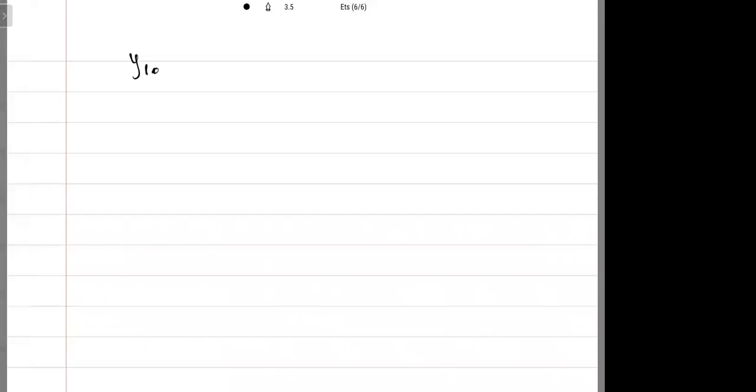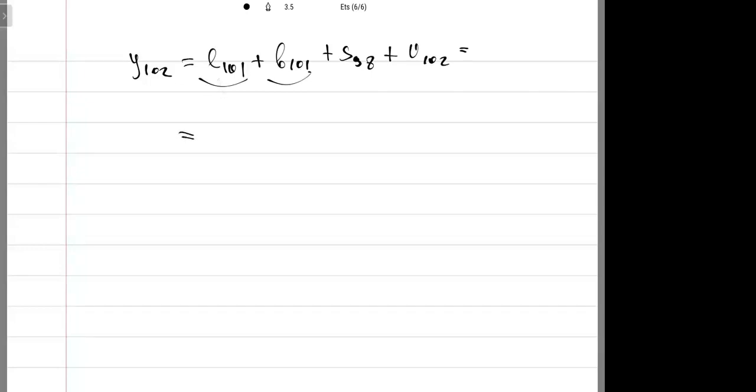So if you try to calculate y102, what is it? It's L101 plus B101 plus S98 plus U102. So let's put in this L101 and B101. So this we know, we have this.